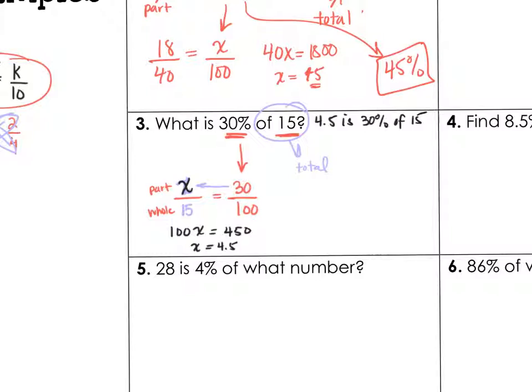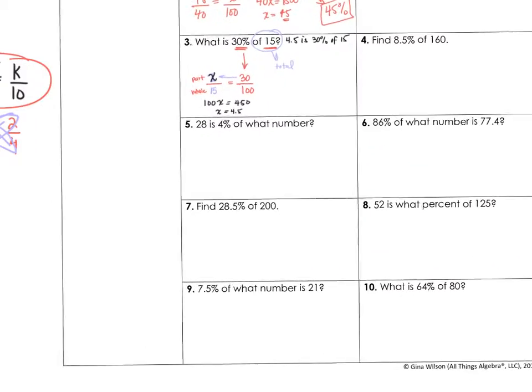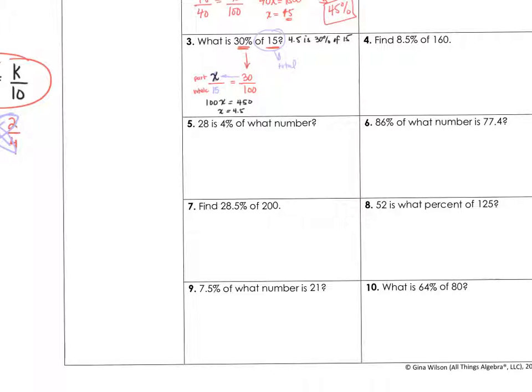So I want you to try 5, 7, and 9. Pause the video and try 5, 7, and 9. Set up your percent proportion. Use your calculator to do the work with the cross products showing your steps, and box your final answer. Then when you unpause the video, you can check your answers to see if you got it correct. So go ahead and try that now.